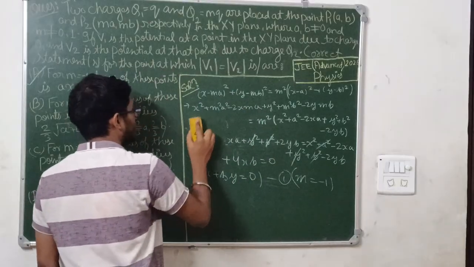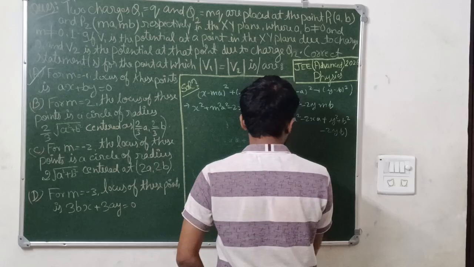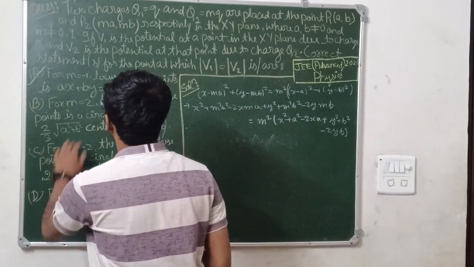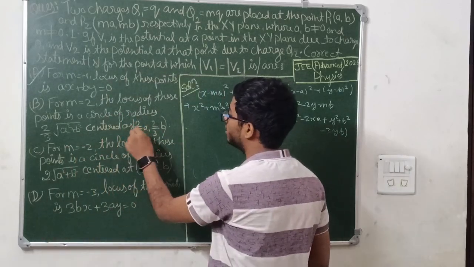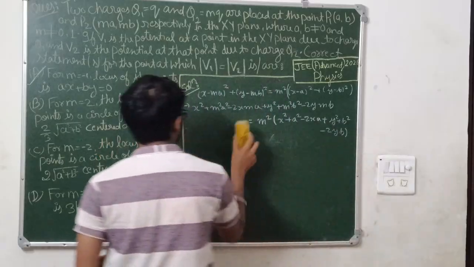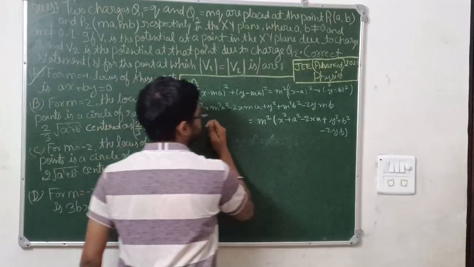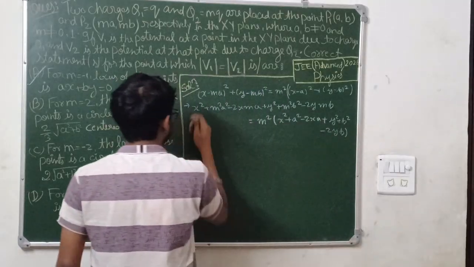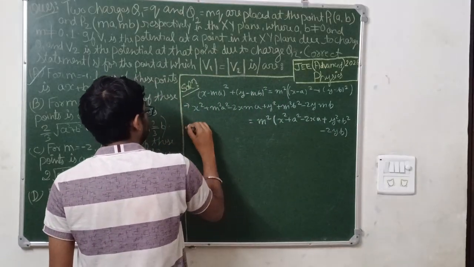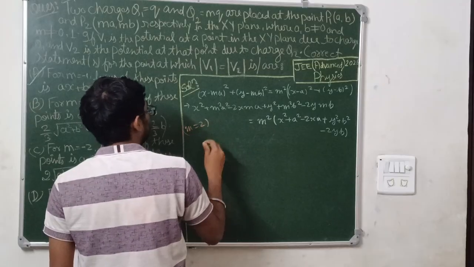Now for the second, m is equal to another value. Now that is saying for m is equal to 2. The locus of this point is a circle of radius this and center this. Now we substitute m is equal to 2 here. So see, m is equal to 2.